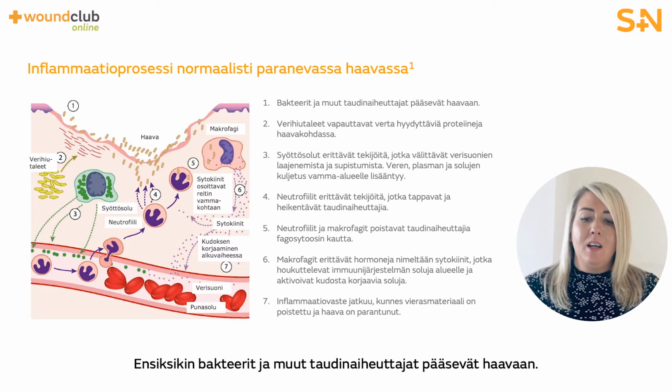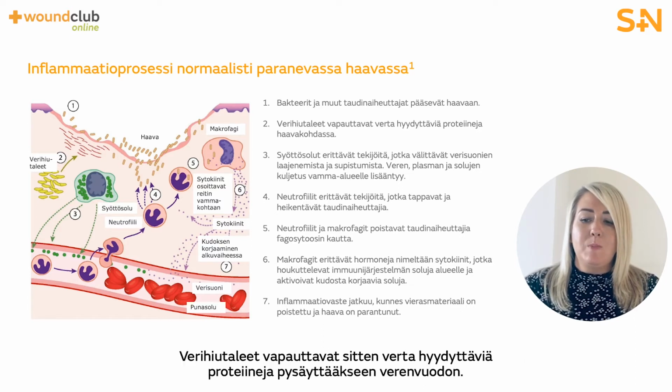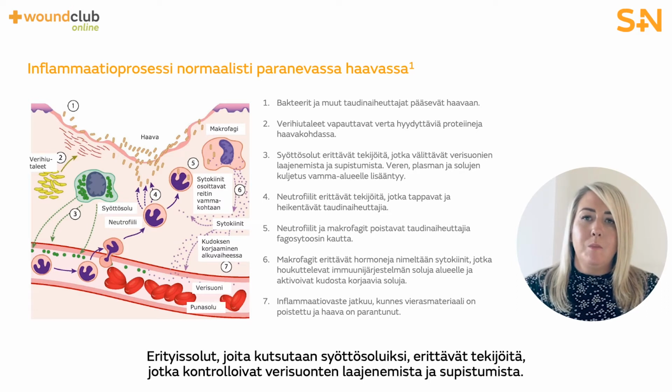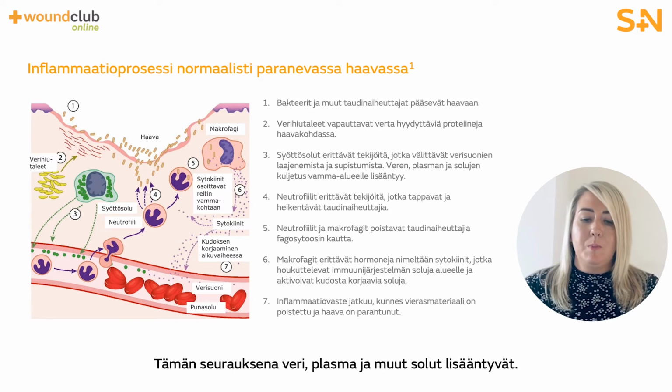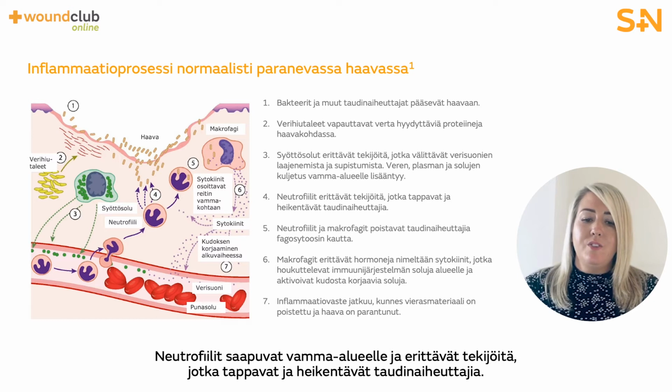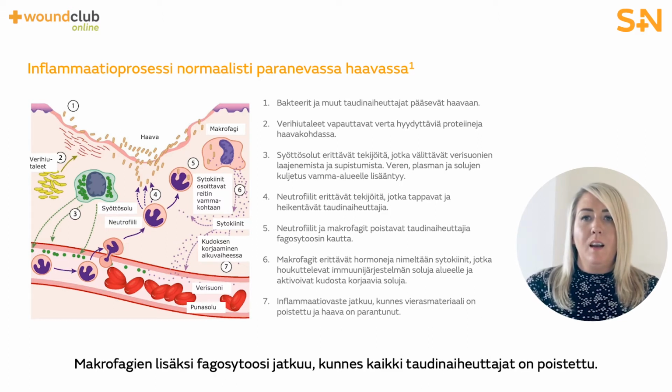Firstly, bacteria and other pathogens enter the wound. Platelets then release blood clotting proteins to stem any bleeding. Mast cells secrete factors which control vasodilation and vasoconstriction, and as a result, blood plasma and other cells increase. Neutrophils arrive at the scene of the injury, which secrete factors that kill and degrade pathogens. Along with macrophages, neutrophils remove pathogens by phagocytosis.